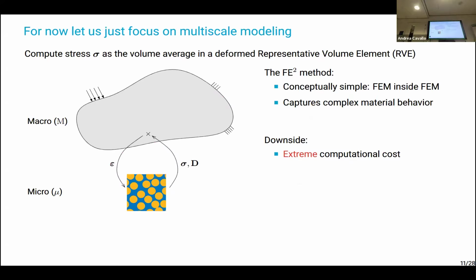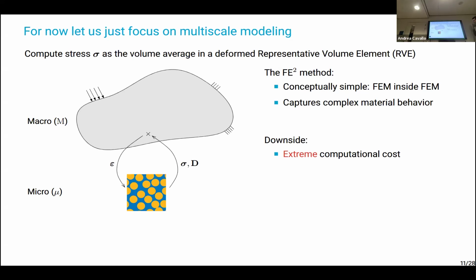And to keep it simple, let's just focus on multi-scale modeling for now. So what I showed is a technique called FE squared, so finite element squared. And the squared is there because we use finite elements at two scales at the same time. So we put finite element models inside finite element models. Very powerful, but it's very heavy to run.